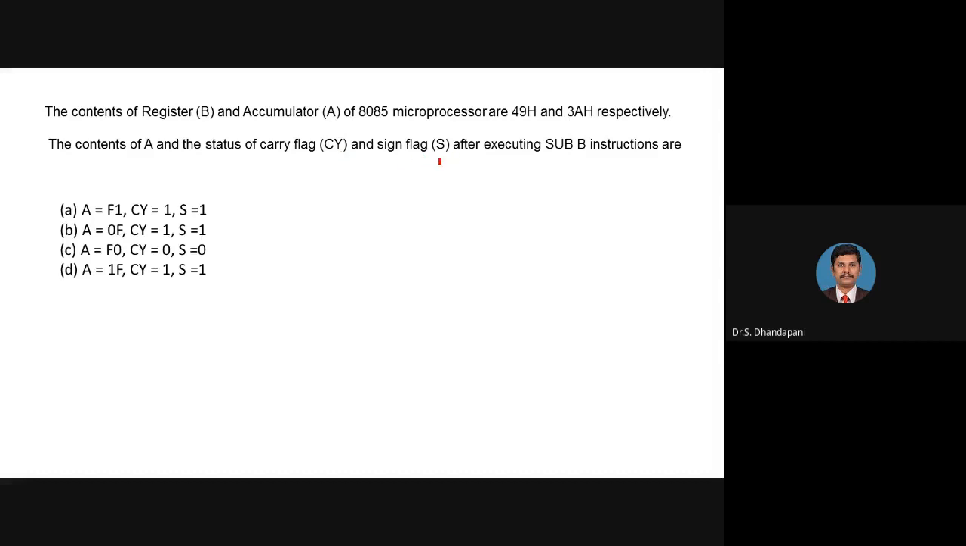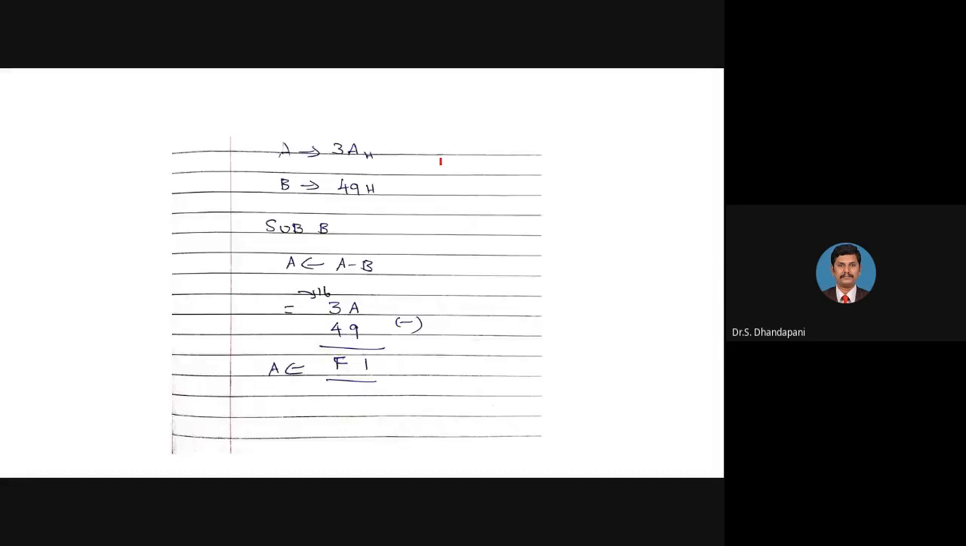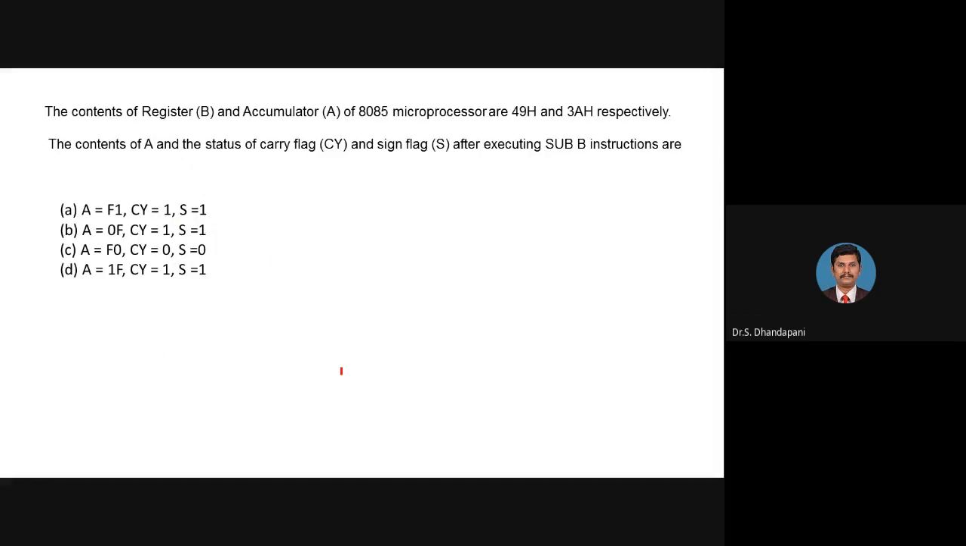Then the sign flag. The sign flag is determined by looking at the MSB. The MSB F is 4 ones, so MSB is 1. MSB is 1 means the sign flag is also 1. So after performing the subtraction, the content of the accumulator is F1. Basically, the knowledge of the number system is verified here. If you are not familiar, please go through number systems from a Digital Electronics book.